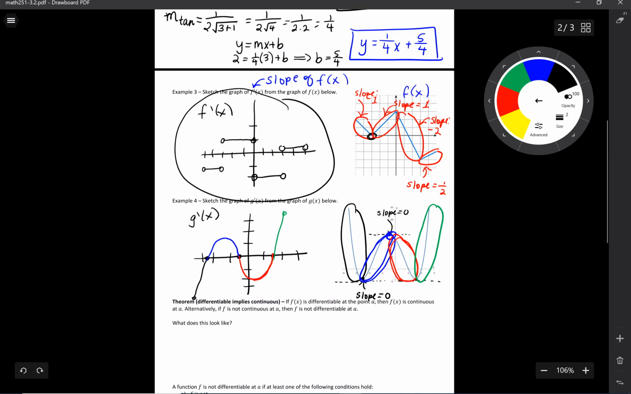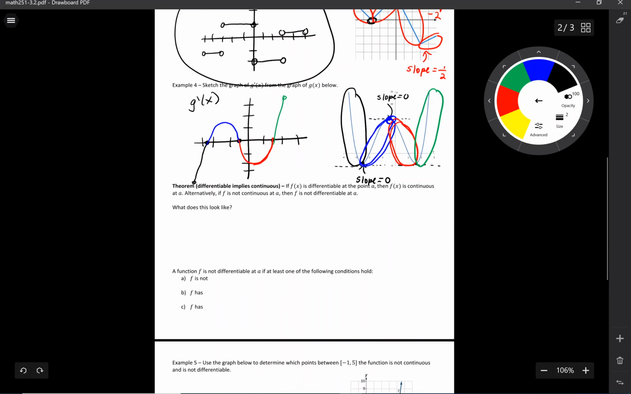All right, at the beginning of this week, we talked about what it means for a function to be continuous, and several people asked, why does it matter? Why do we care about continuity? Well, we have a theorem that tells us why continuity is so important. This theorem says if f of x is differentiable at the point a, then f of x is also continuous at a. Alternatively, if f is not continuous at a, then f is not differentiable at a.